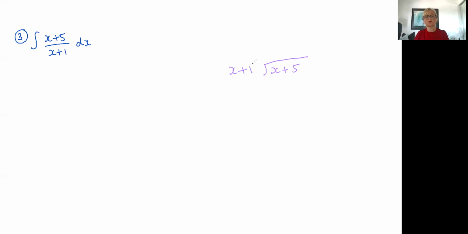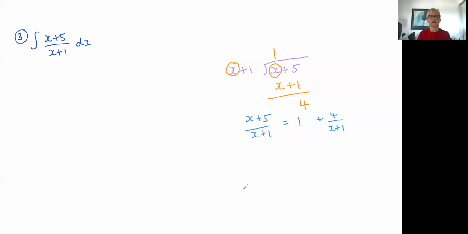This is where you want to get leading term divided by leading term. x divided by x is 1. 1 times x is x. 1 times 1 is 1. Then we do our subtraction. 5 minus 1 is 4. So what that information has actually told us is that x plus 5 on x plus 1 is really 1 plus 4 on x plus 1.